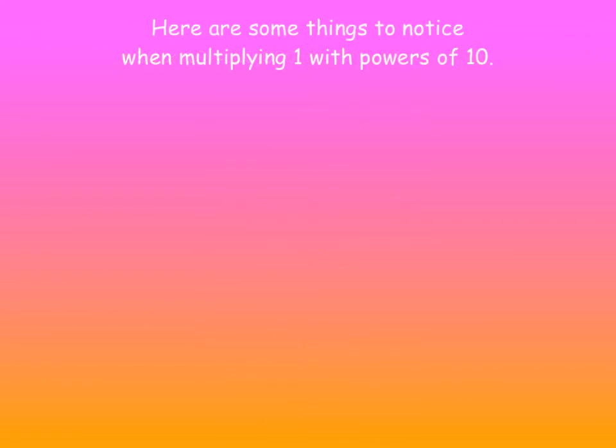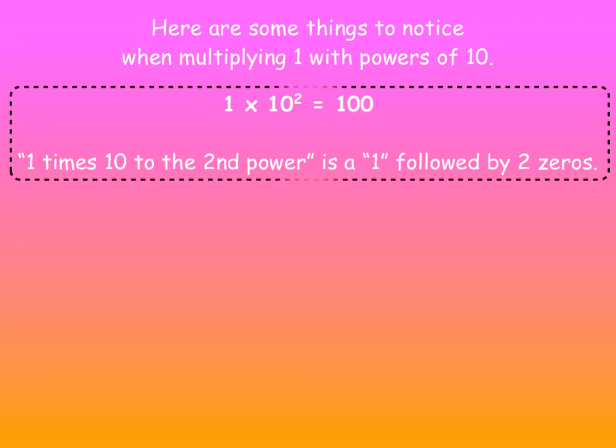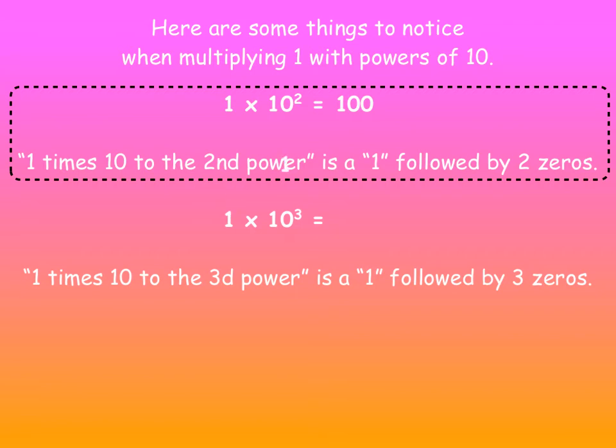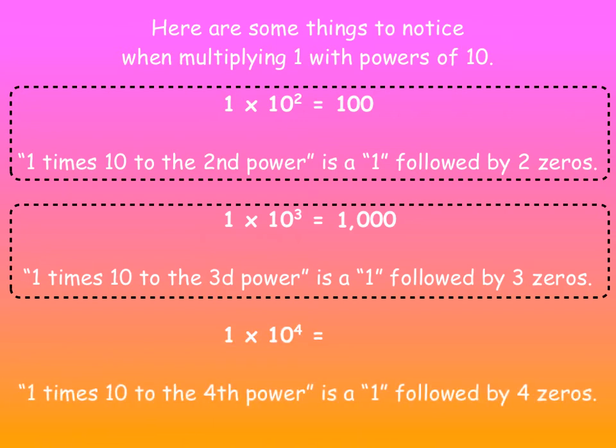Here are some things to notice when multiplying 1 with powers of 10. 1 times 10 to the second power is a 1 followed by 2 zeros. But 1 times 10 to the third power is a 1 followed by 3 zeros. And 1 times 10 to the fourth power is a 1 followed by 4 zeros.